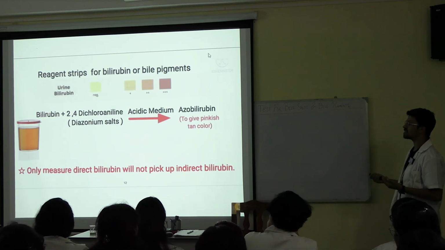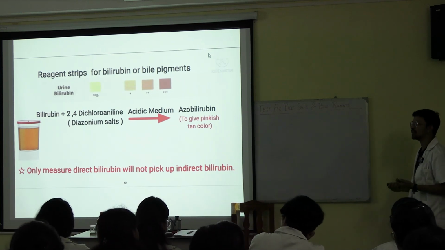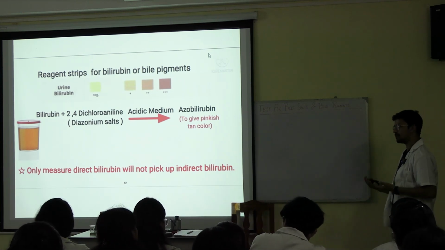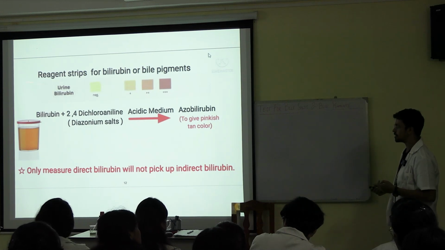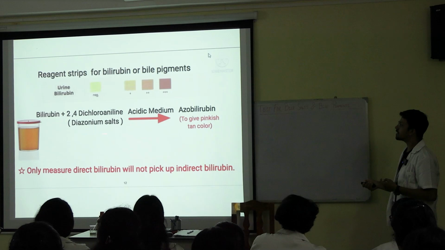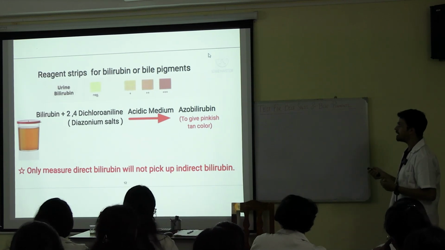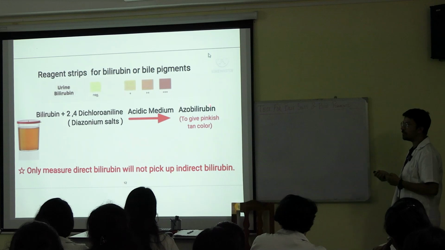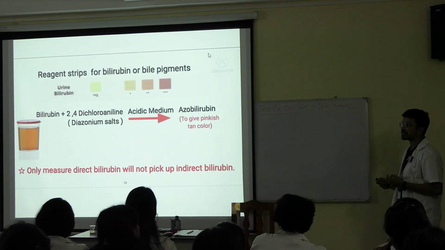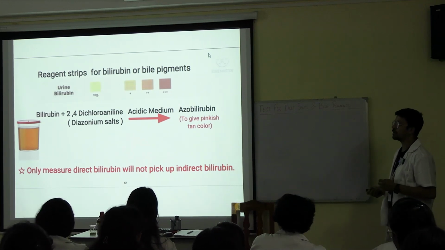That is why all these tests are qualitative or semi-quantitative. You can have an approximate value but not the exact value. So this is the azobilirubin which is giving you the color, and this is the dry chemical which is coated in the strip. But there is a limitation of this test. The limitation is that this test can estimate only the direct bilirubin.